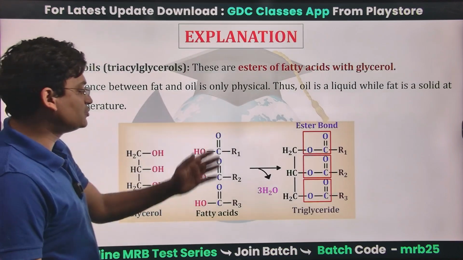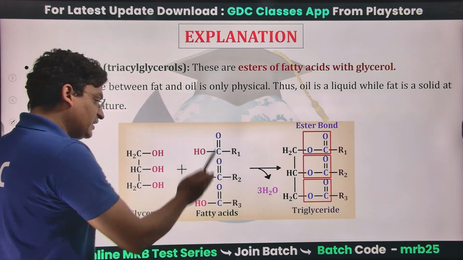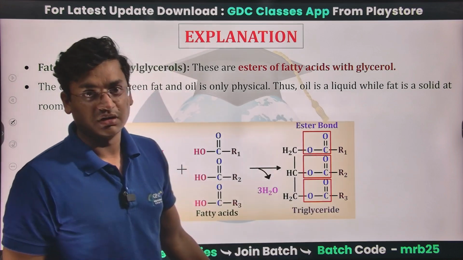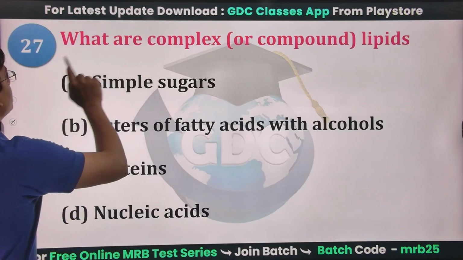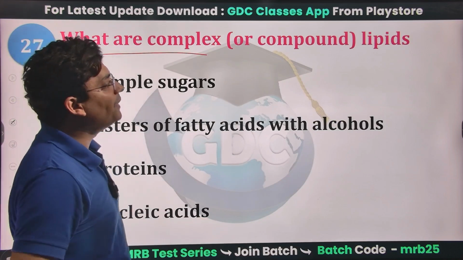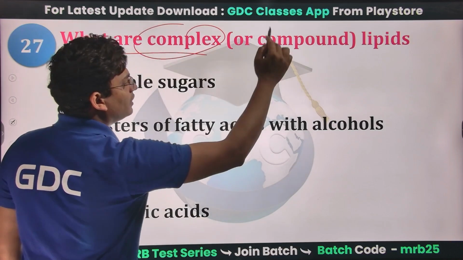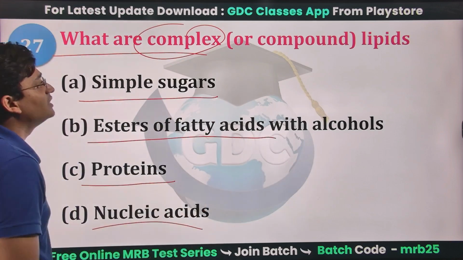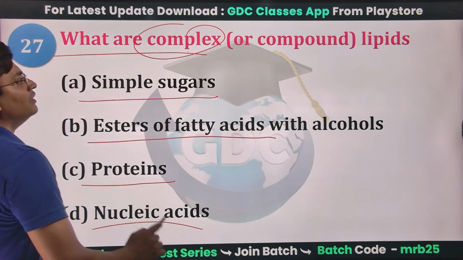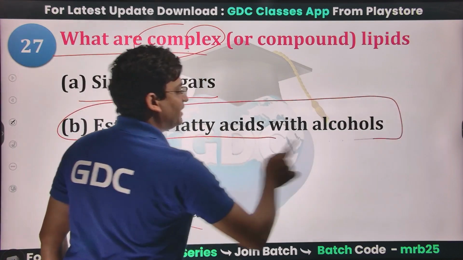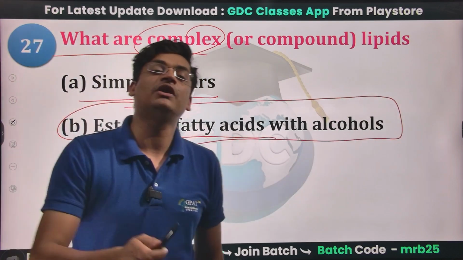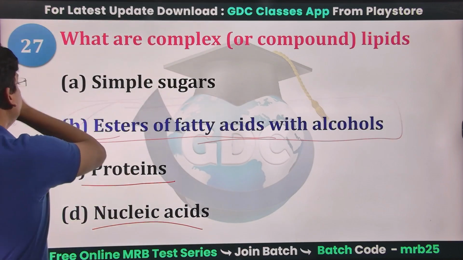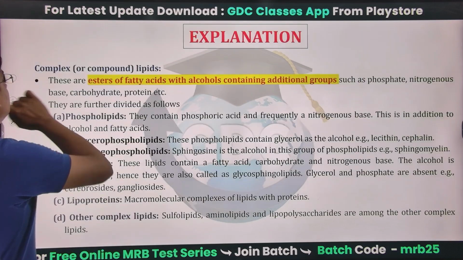When fatty acids react with glycerol, triglycerides are formed, and this is an ester. It's an esterification reaction. What are complex or compound lipids? Are they simple sugars, esters of fatty acid with alcohol, proteins or nucleic acid? Complex lipids are esters of fatty acids with alcohols, and that alcohol is glycerol. So yes, B is the correct answer.